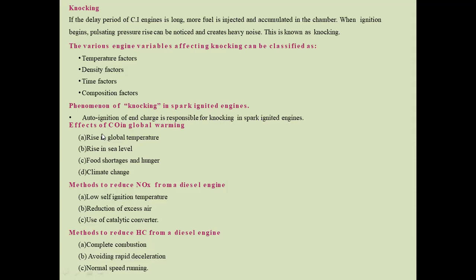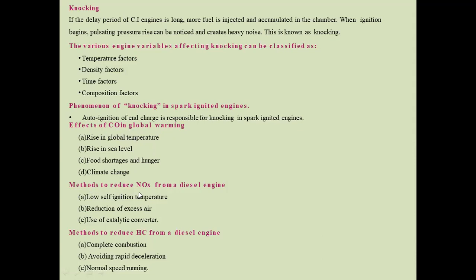Next we can discuss the emission point of view. The major emissions from the internal combustion engine are carbon monoxide, oxides of nitrogen, and hydrocarbons. Carbon monoxide affects the entire global warming condition, because it raises the global temperature, raises the sea level, and causes food shortages, hunger, and climatic changes. These are the major emissions: carbon monoxide, oxides of nitrogen, and hydrocarbons. Carbon monoxide occurs from incomplete combustion.